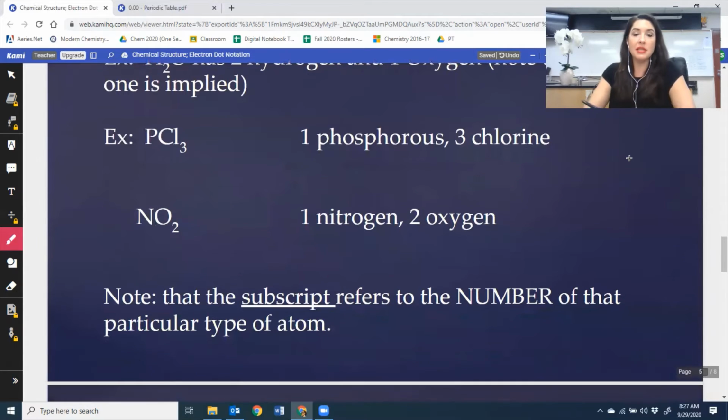So note that this subscript here refers to the number of that particular type of atom. And I always think of subscripts like submarines, right? They're down low, they're down below the number as opposed to up above.